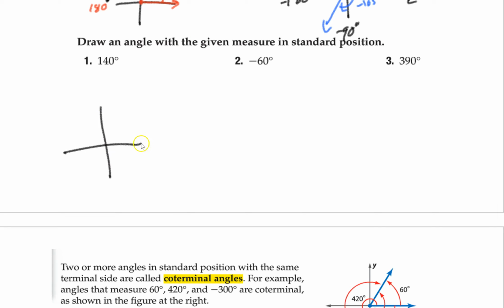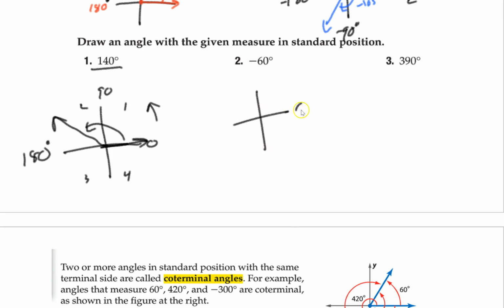I want to draw 140. So again, what I care most about is what quadrant you're in. We're starting here. It's positive, so we're going to go up. Here's 90, here's 180. We're in between those two, so we should be in quadrant 2. Remember, this is quadrant 1, quadrant 2, 3, and 4. Next, negative 60. Now negative means we're going to go down. So negative 90, negative 180. But negative 60 is in between these two, so this is quadrant 4.